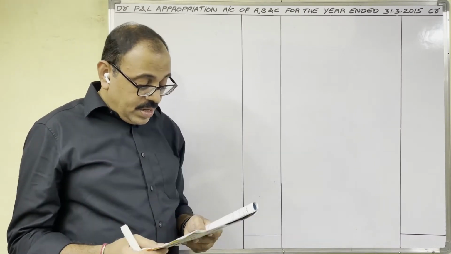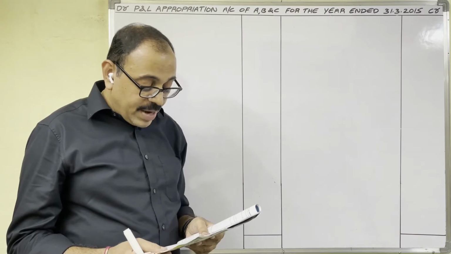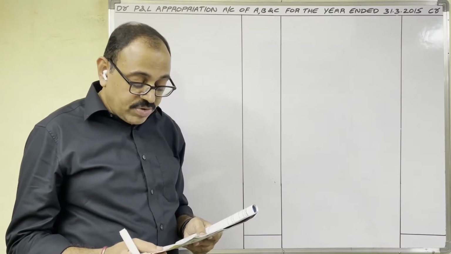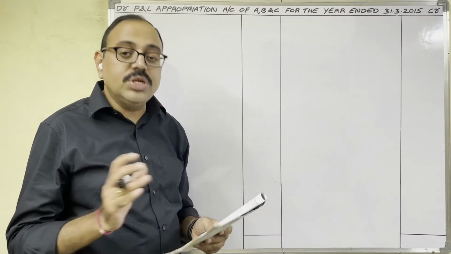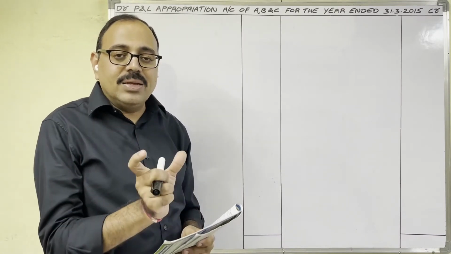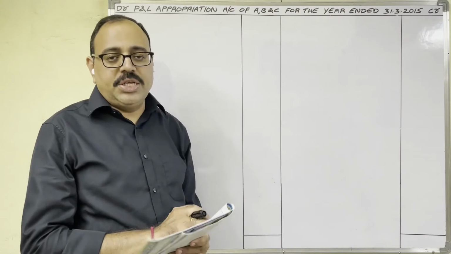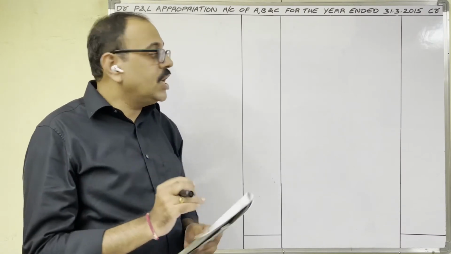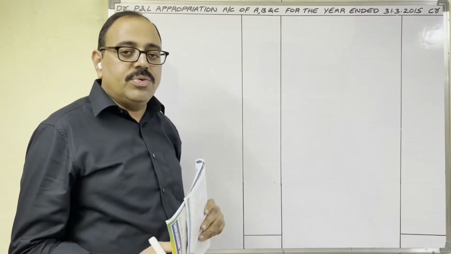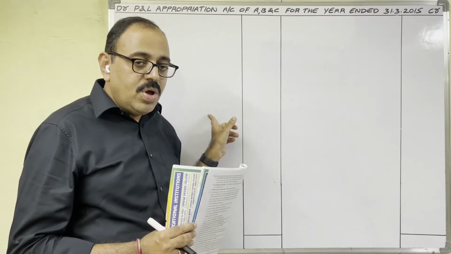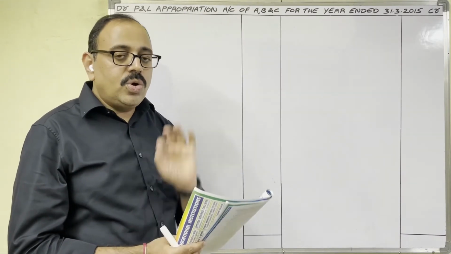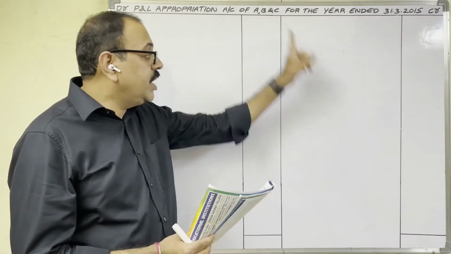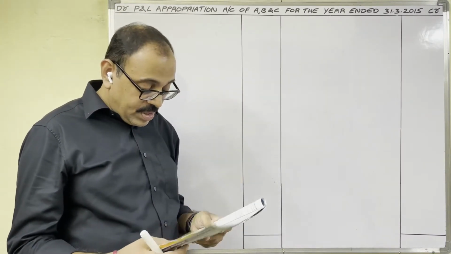See the question. A, B and C are partners sharing profits and losses equally with capital of 50,000, 40,000 and 30,000 respectively. Capital is not an income, not an expenditure. Therefore, it doesn't come in the P&L appropriation account. You know this is a nominal account now. Only expenses, losses, incomes and gains we should write. So don't write capitals in the P&L appropriation account.